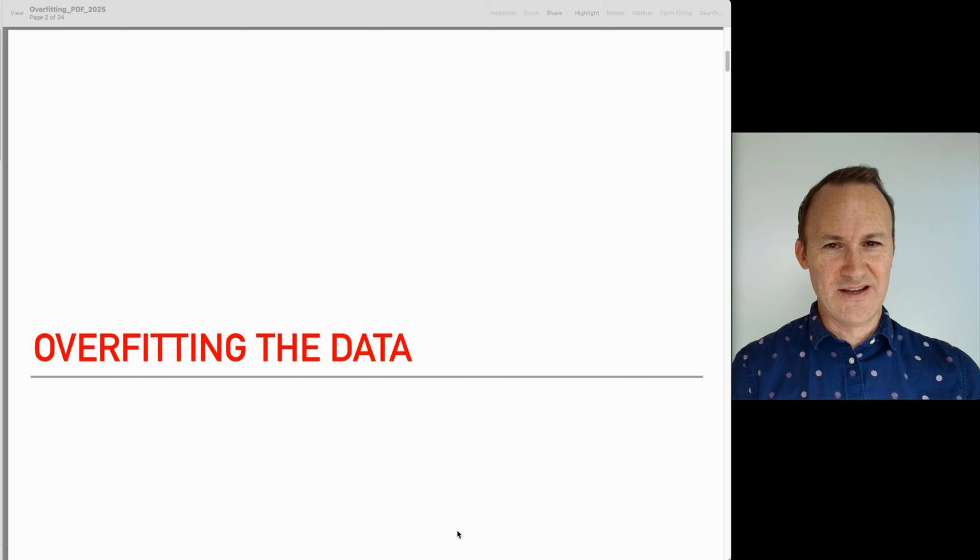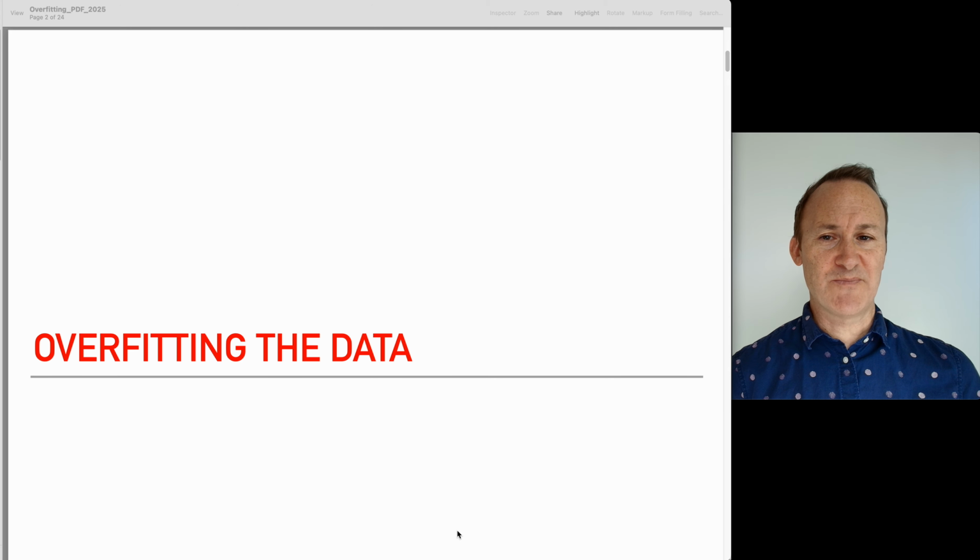Overfitting the data is a key concept in machine learning. It is absolutely crucial that you understand it. So let's look at some slides to try to get underneath this critical concept.